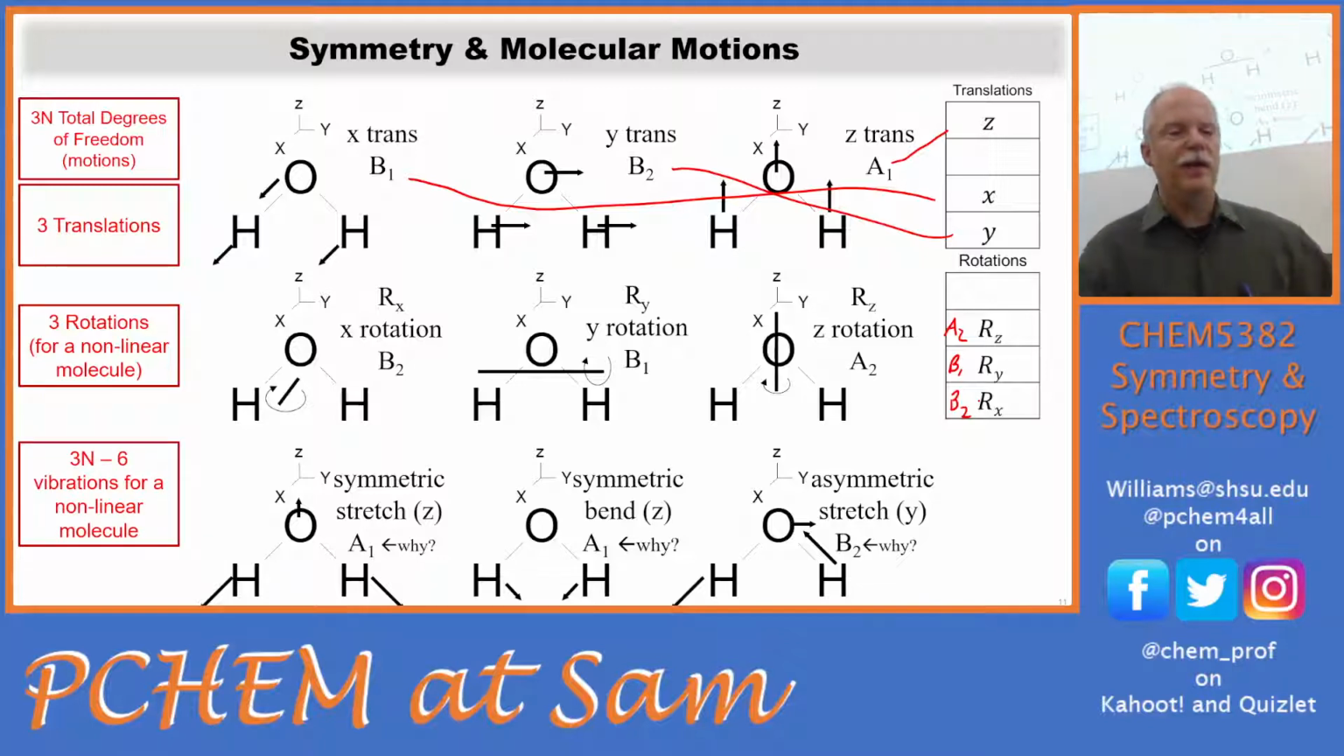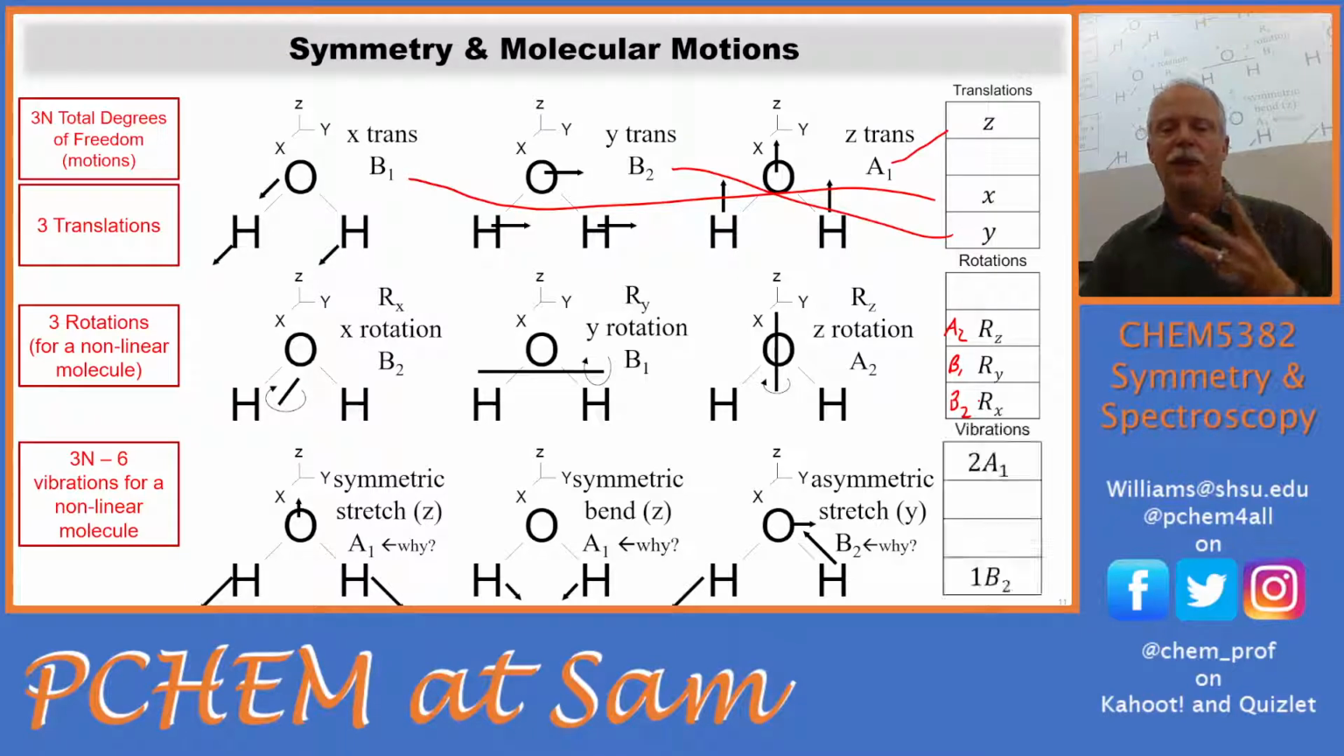And so then we have the 3n minus 6 motions that are left. There's only 3 left, and those have to be A1. 2 of them have to be A1, and 1 of them has to be B2. Now, we have these arrows, which we could figure out if we understand the character table, which ones are A1 and which ones are B2.